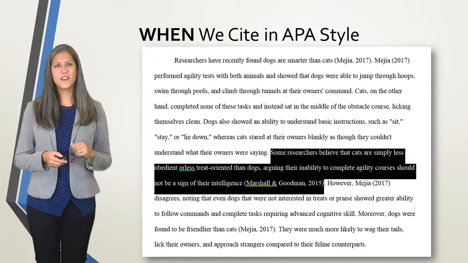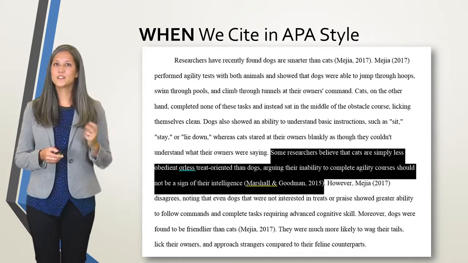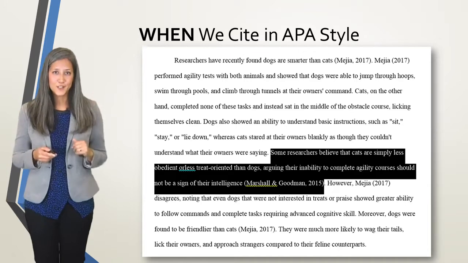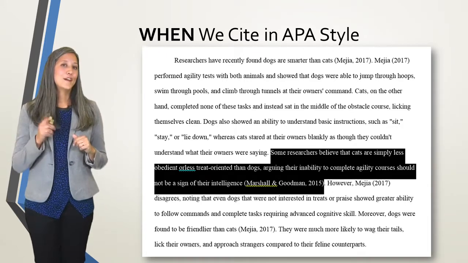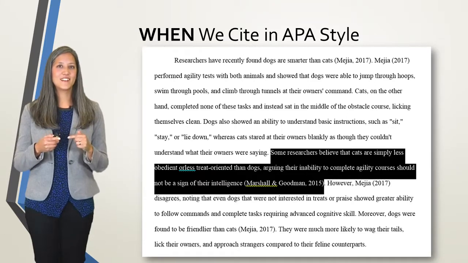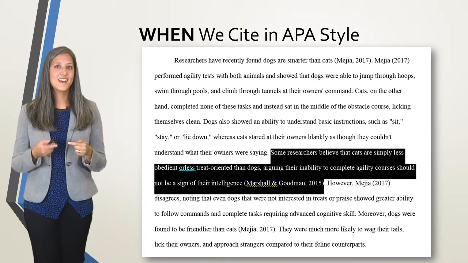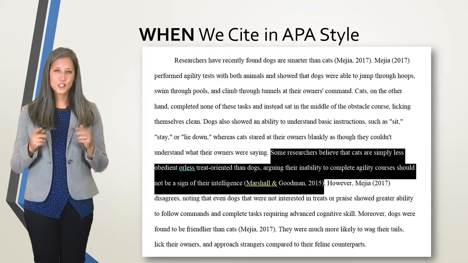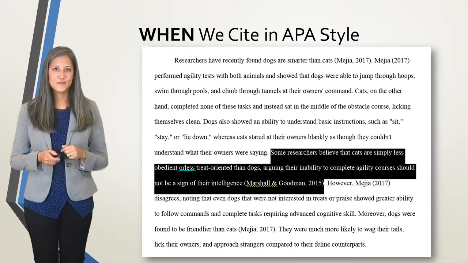Some researchers believe that cats are simply less obedient or less treat-oriented than dogs, arguing their inability to complete agility courses should not be a sign of their intelligence (Marshall and Goodman, 2015). When I raise someone else's point, it's not that cats aren't smart, it's just they don't do agility courses, I then need to cite the source of this competing idea, Marshall and Goodman, 2015.